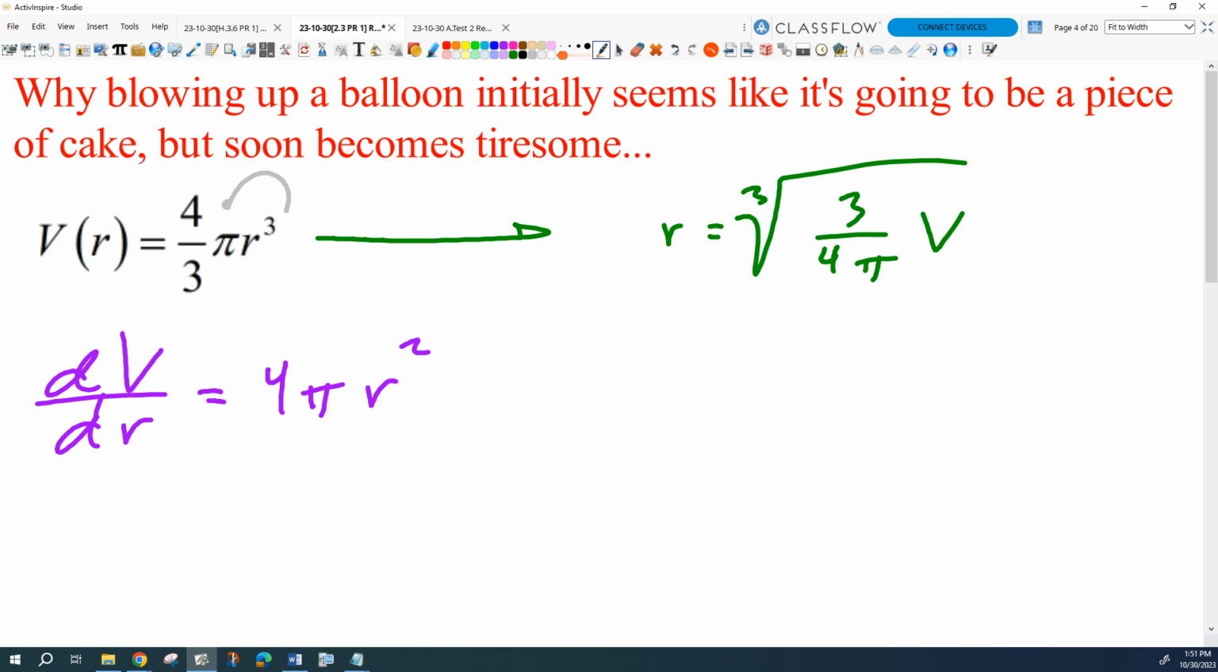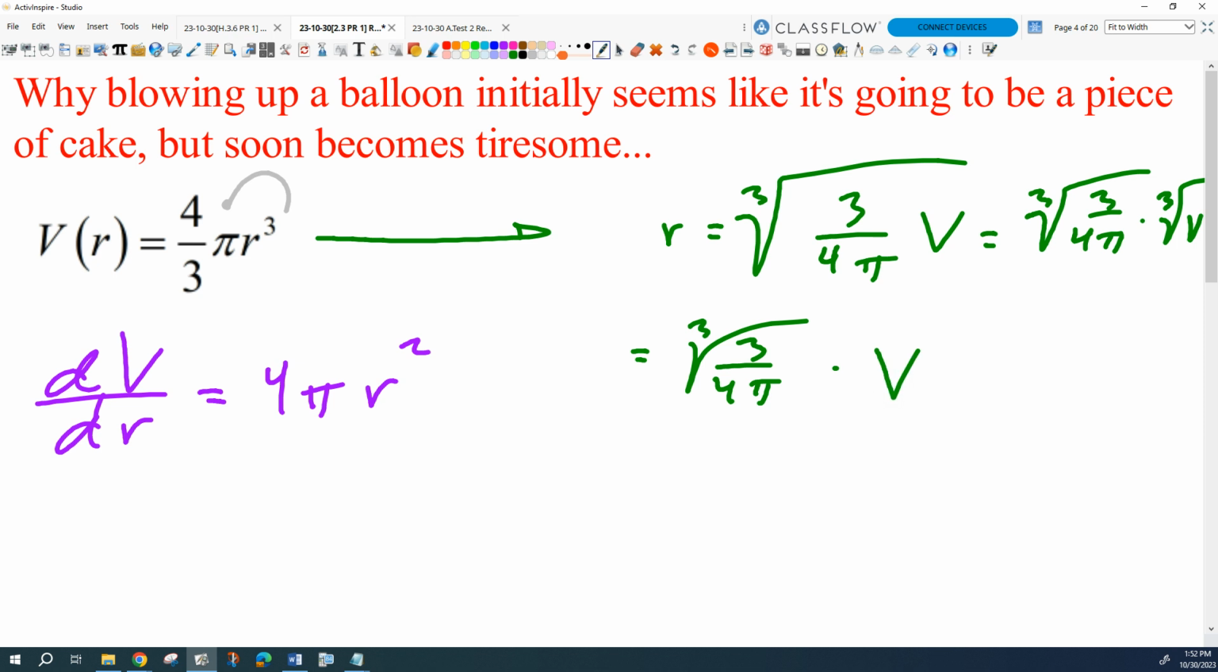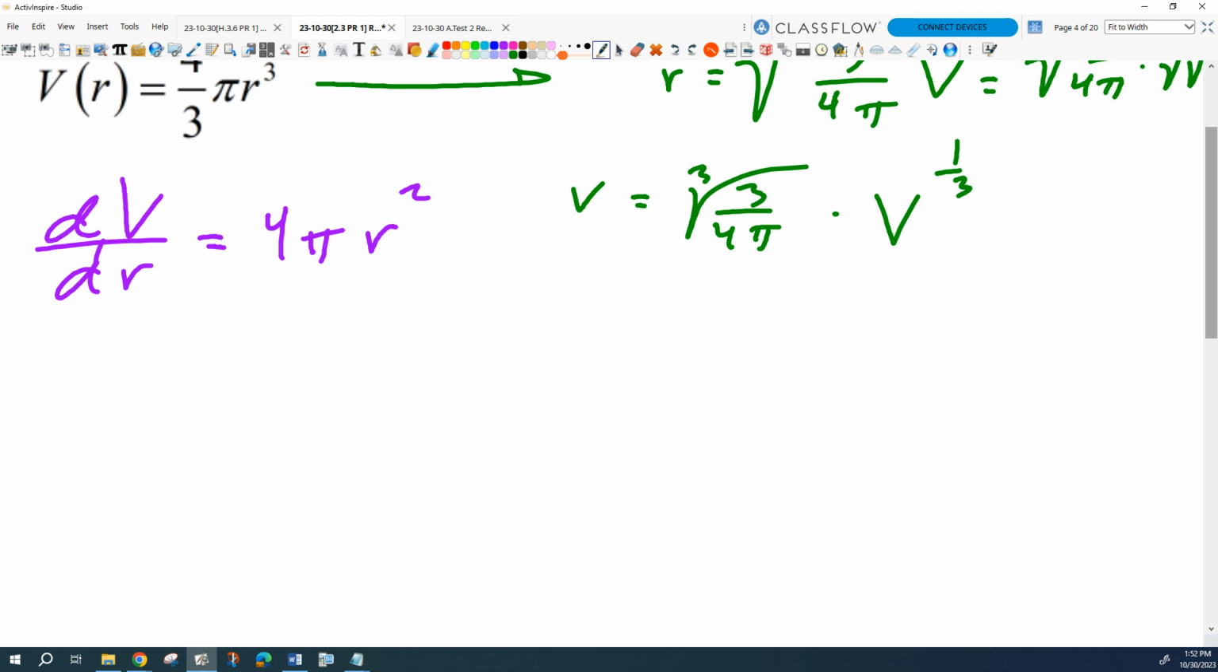And if I'm taking the cube root of all that stuff, if I want to write that as a power, well, I could pull the cube root of 3 over 4 pi. That's just a constant. I could pull that out front, right? I could rewrite this as the cube root of 3 over 4 pi times the cube root of V, which is equal to the cube root of 3 over 4 pi times V to what power? Cube root is what power? 1/3. Well, if all that is equal to r, that looks like a V to the 1/3.